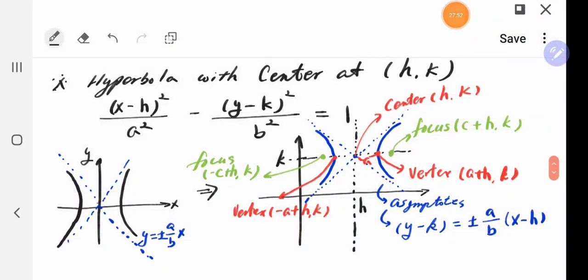I'm sorry, I made a mistake on the slope, because A is the horizontal and B is the height. So the slope is not A over B, it should be B over A. Because A is horizontal and B is the vertical, the slope is B over A, plus or minus. This one too is B over A plus or minus.